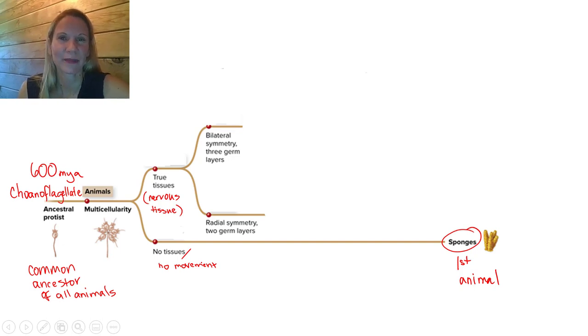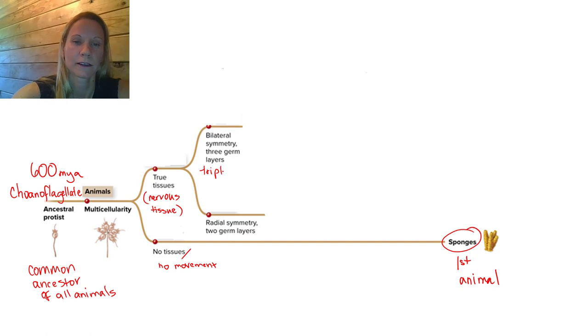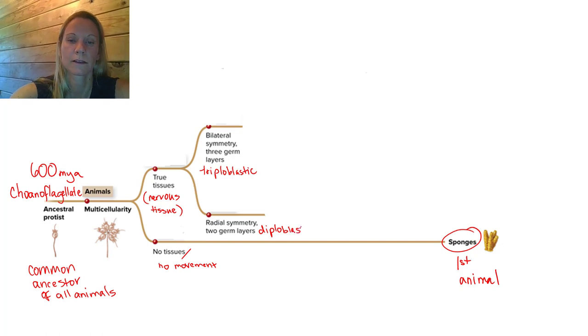In the last video, we talked about symmetry, radial symmetry, and bilateral symmetry. We also talked about germ layers. This refers to the layers that form during the gastrulation process in the embryo. These layers include the endoderm, the ectoderm, and the mesoderm. Some organisms are triploblastic. Remember, that means they have all three of the germ layers. Others have two germ layers, and we call them diploblastic.